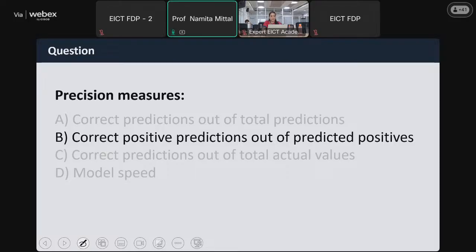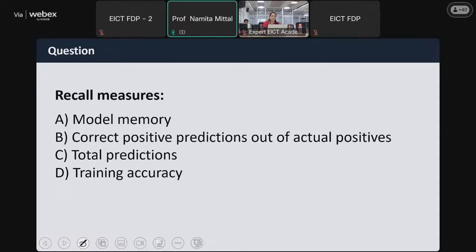So it's the correct positive prediction, that is TP. TP is the correct positive. Out of total predictions, how many? TP plus FP. So this is the answer. Yes, correct. Similarly, recall. Recall is TP divided by TP plus FN. Recall. What is the answer?